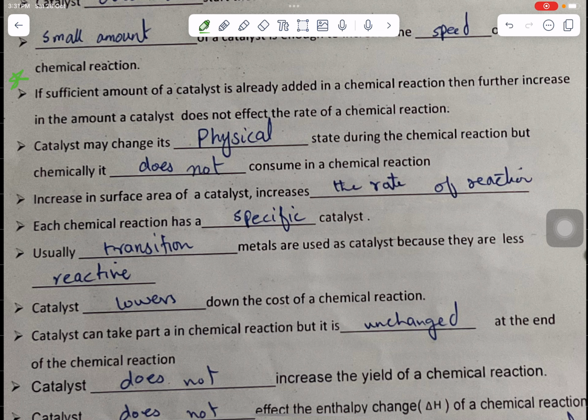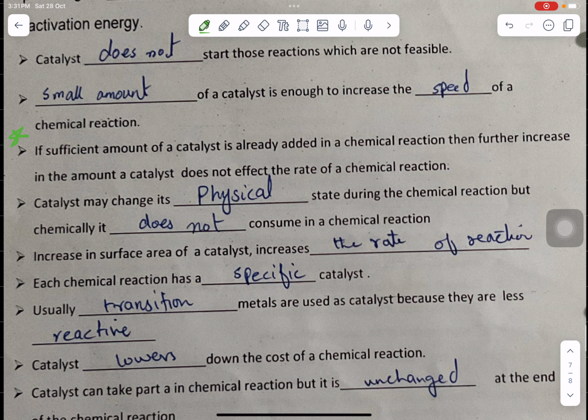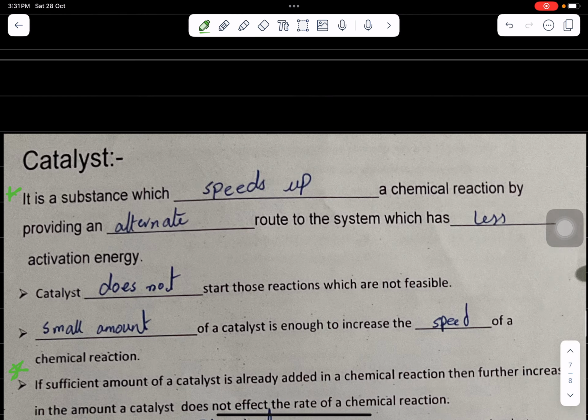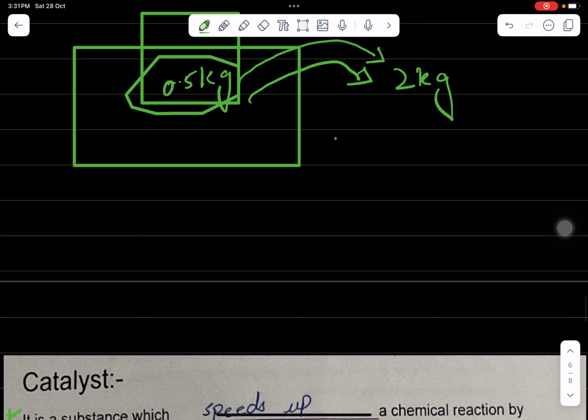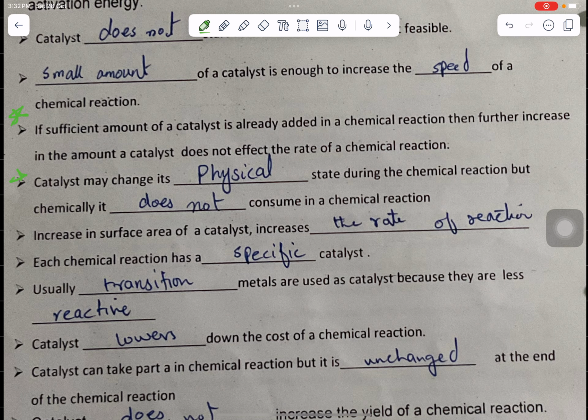This one: a catalyst may change its physical state during the chemical reaction, but chemically it is not consumed in the chemical reaction. It means it does not take part in the chemical reaction. In simple words, the physical properties can be changed, but chemically it is unchanged. Physical properties means color, which can be changed, or something else, the physical properties we discussed in the previous videos. But chemically it will remain the same. This is a very important point from the point of view of MCQs.